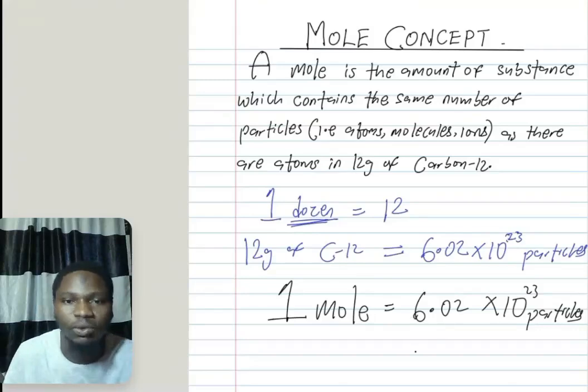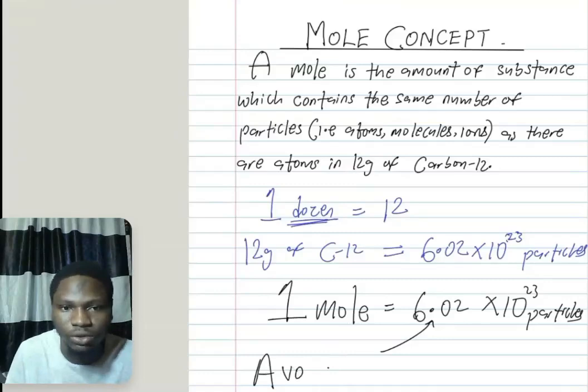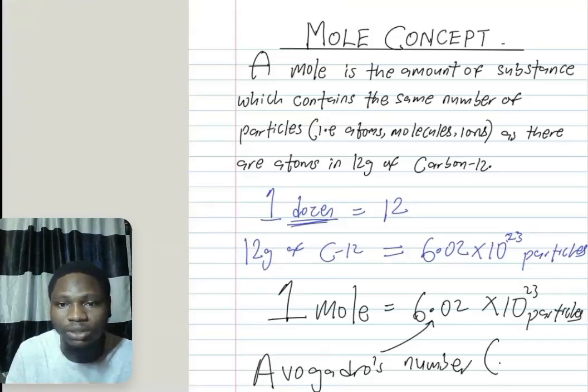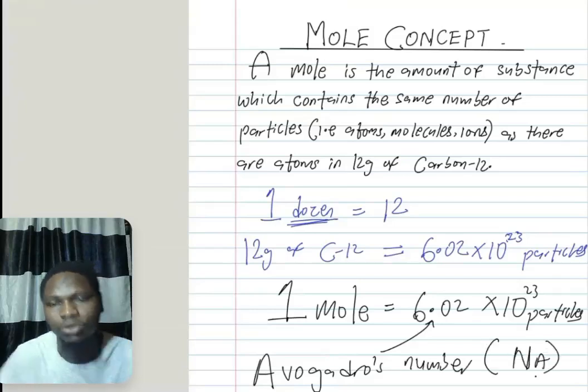And what is this number called in chemistry? It is called Avogadro's number. We always represent this number as Na. So if they ask you what 1 mole is in chemistry, 1 mole is equal to 6.02 times 10 to the power of 23. And that's that for that.